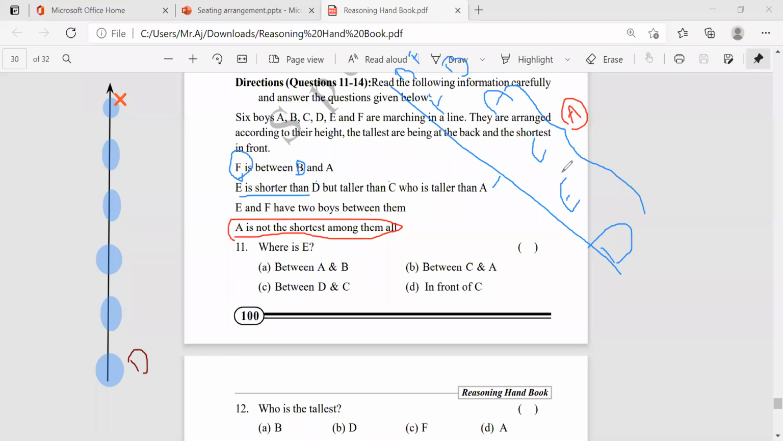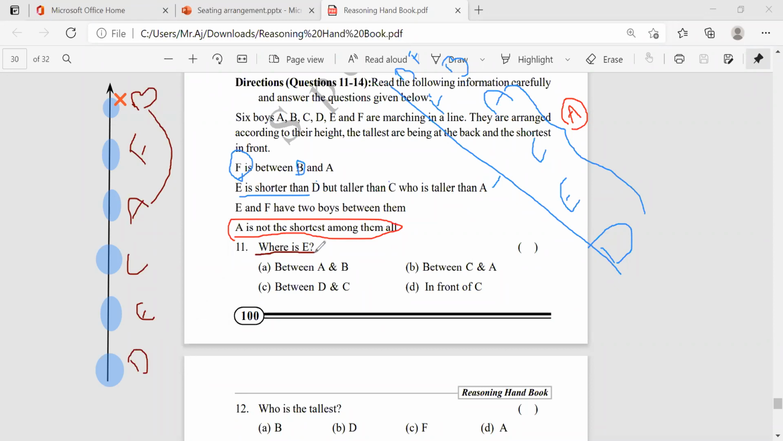According to this, this is D, this is E, this is C, this is A. And the two remaining members, F and B, are here. What they are saying, F is between B and A. So here it's not possible. So this only is possible. This B is here and F will be here. So F is in between A and B. Then we got the total arrangement. Then now go for the questions.